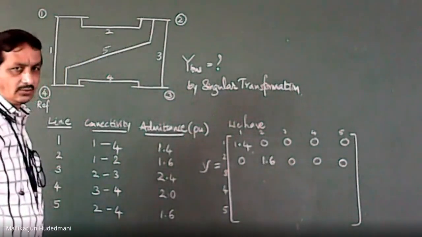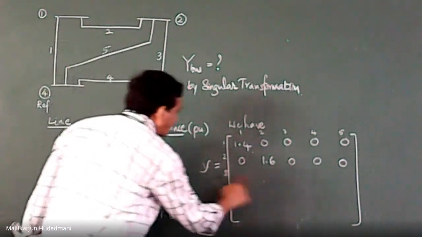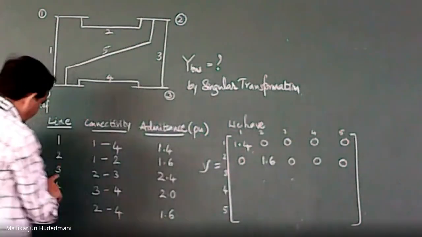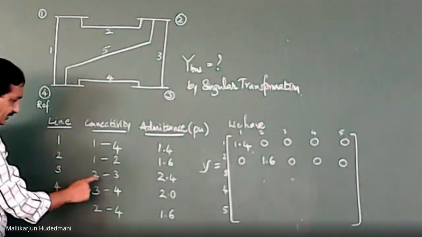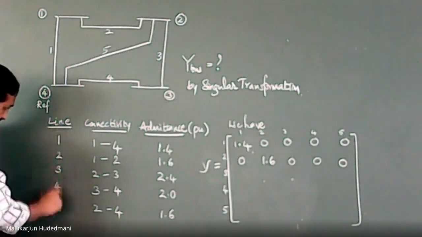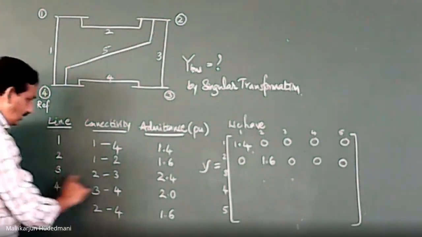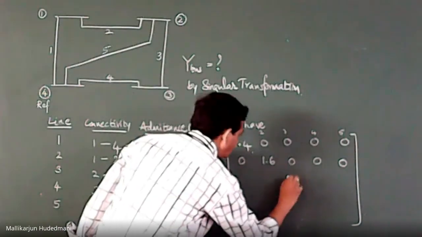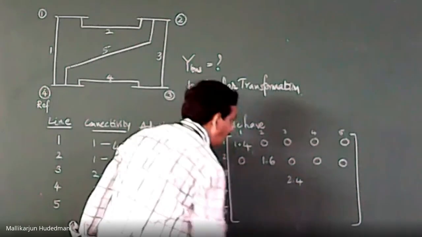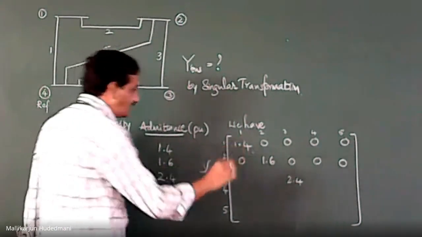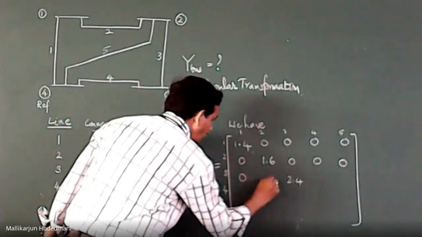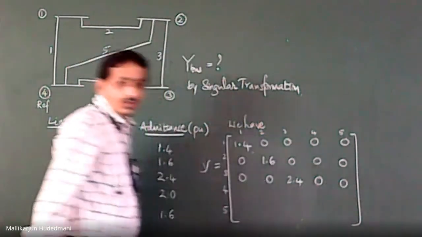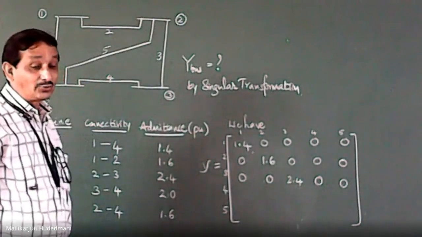Hope this is possible. Similarly, what is 3 cross 3? 3 cross 3 means element number 3. What is element number 3? Connectivity 2 to 3. Line 3 or element 3 is one and the same for me. Line 3 is 2.4. So I should go 1, 2, 3. This is 2.4. How about the remaining elements? I should fill them without fail with zeros because there is no mutual coupling explained in this problem. If there exists a mutual coupling, I should take care of that.